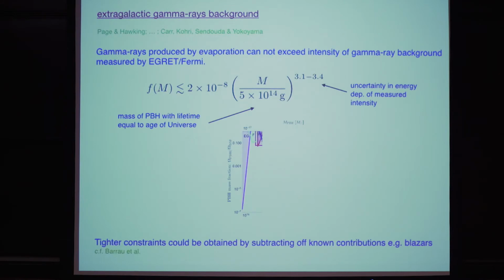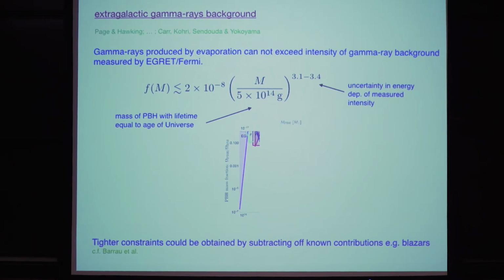Back onto slightly more solid territory, we know that primordial black holes evaporate via Hawking radiation. There's this critical mass of order 10 to the 15 grams, probably actually more like 5 times 10 to the 14, which is the mass of black holes that are evaporating today. Lighter things will have already gone. Slightly heavier things, they will have started evaporating and will be producing gamma rays. And so the gamma rays that you produce can't exceed the measured intensity of the gamma ray background, for instance, by EGRET and Fermi.